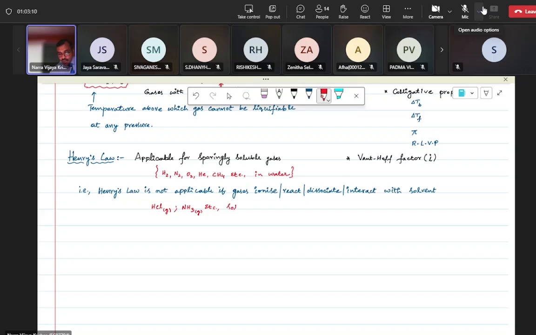Their solubility in water, in this case, Henry's law is not applicable. Any questions, sir? Do you have any questions in it?